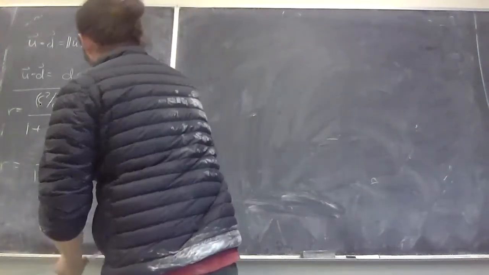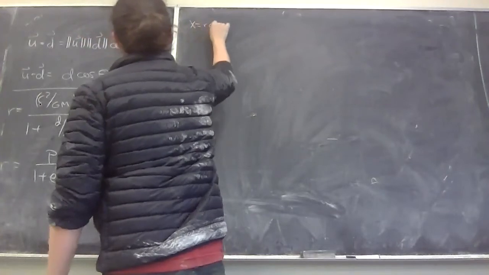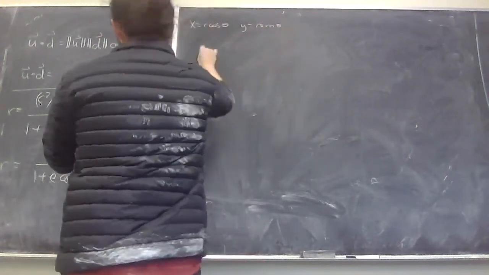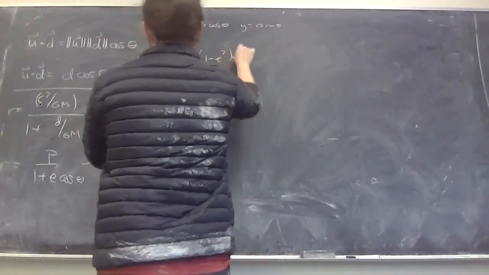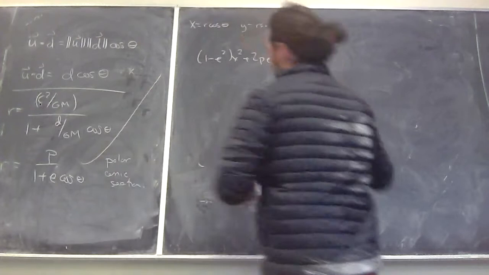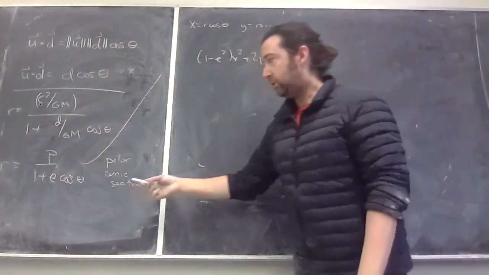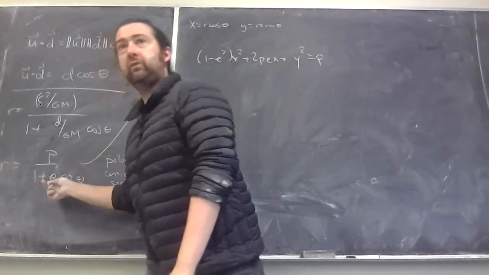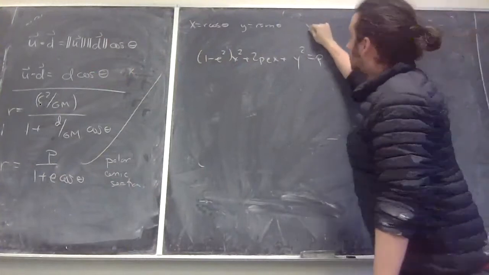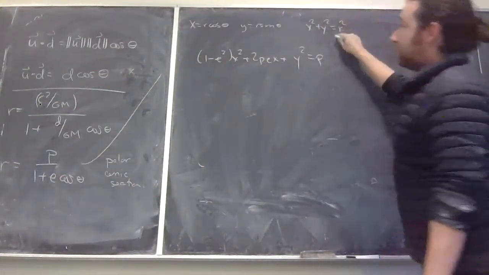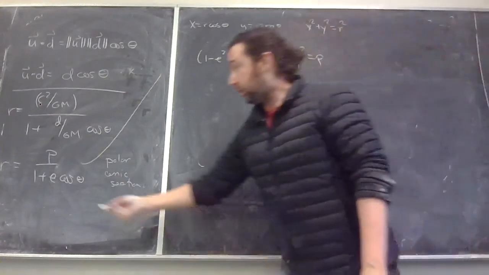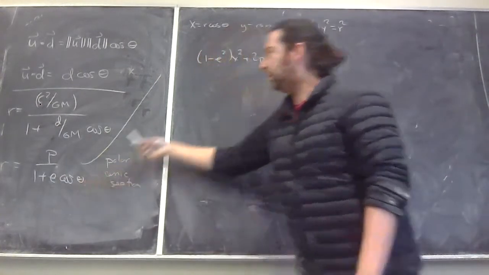Rearranging this using the fact that x is equal to r cosine theta and y is equal to r sine theta, you get the equation (1 minus e squared) x squared plus 2pe x plus y squared. You can multiply both sides by this denominator and do a couple of lines of algebra, and this is what falls out. Where does the y come from? It comes from the fact that you end up with an r squared when you do that.